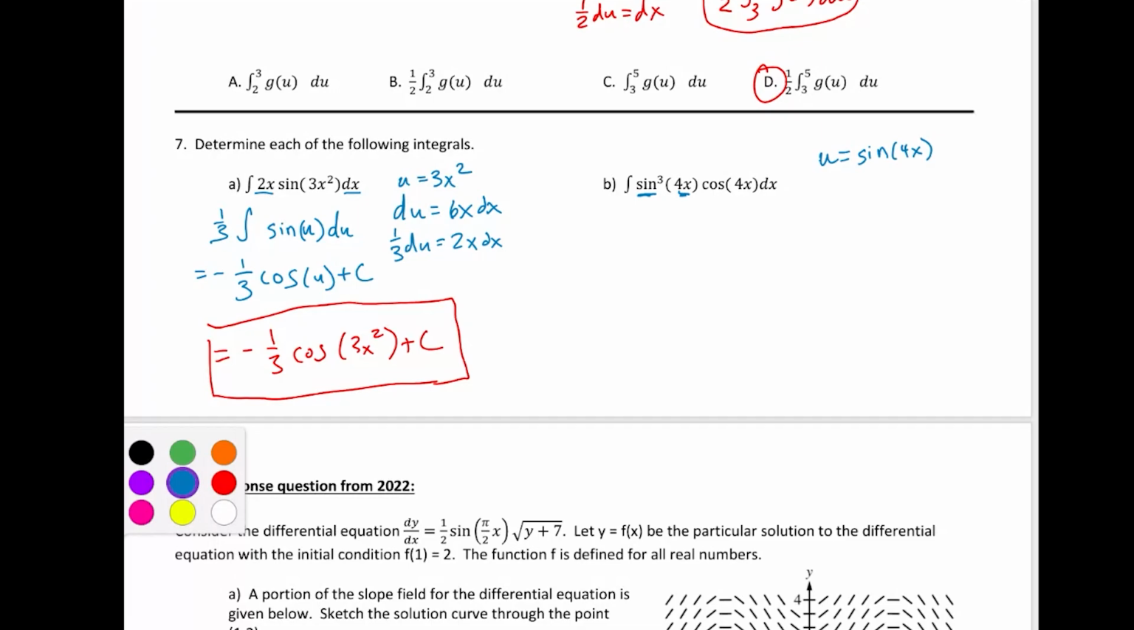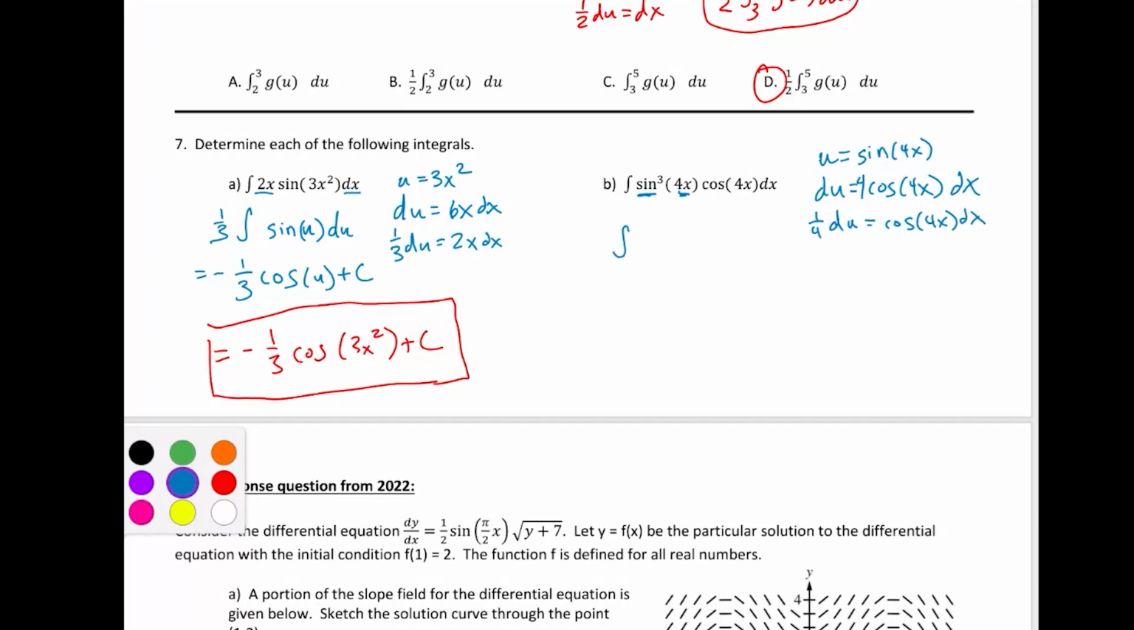So if u is sine of 4x, then du would be cosine of 4x times the derivative of 4x, which is going to be 4, dx. Now, I don't have 4 cosine 4x dx. I just have cosine 4x dx, so we'll have to divide both sides by 4. So we get 1/4 du equals cosine of 4x dx. And now I'm ready to make my substitution.